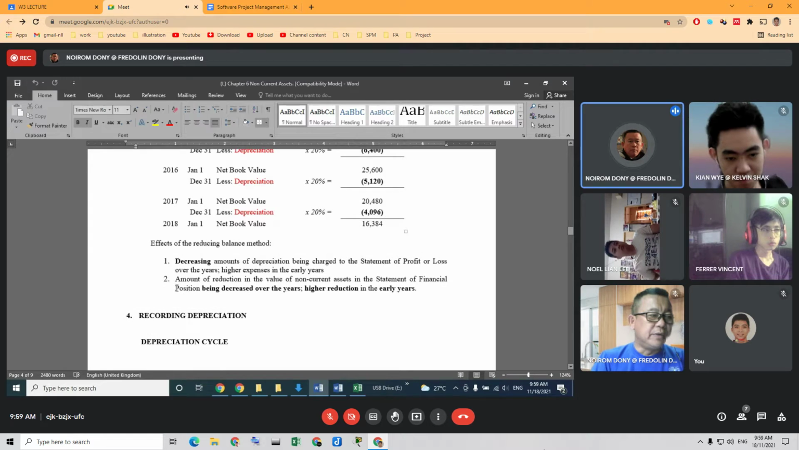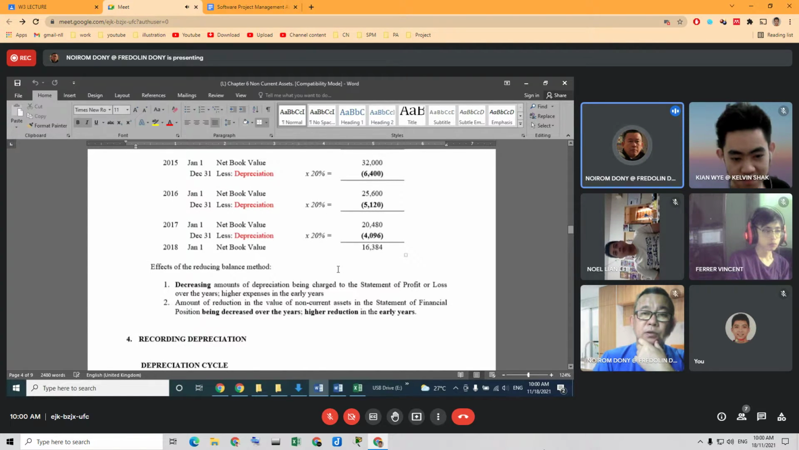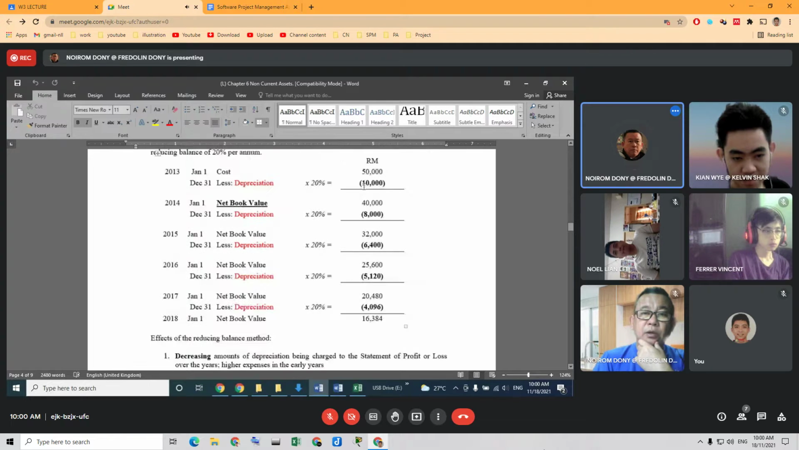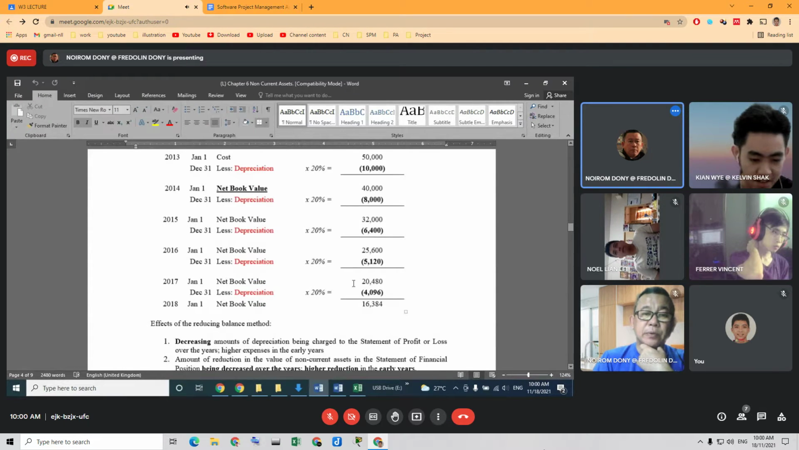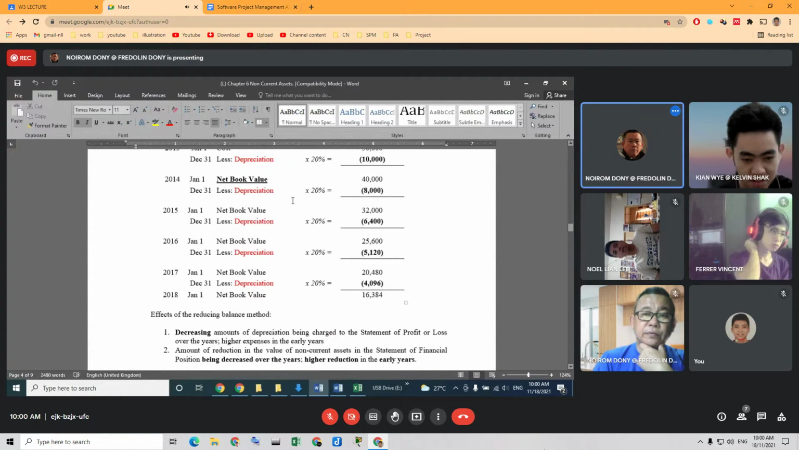Now look at the effect of the reducing balance method. Decreasing amount of depreciation being charged to the statement of profit or loss over the years. Higher expenses in the early years. As you can see, like what I've shown to you, from 10,000 reduced to 8,000, 6,400, 5,000. So this is a decreasing amount. That is the first effect.